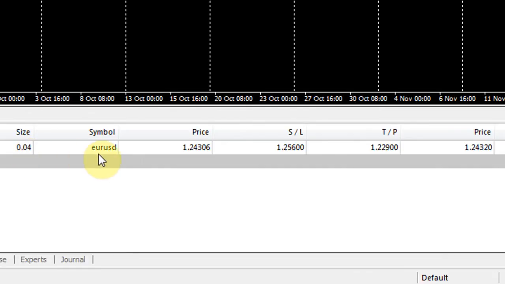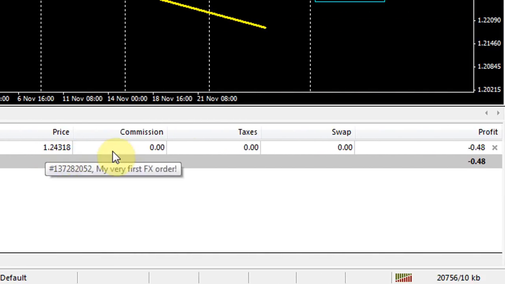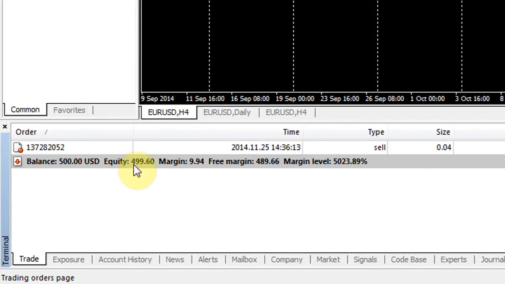Symbol is euro-dollar. The price is that, the price at which the order was open. Stop loss, take profit as specified. This price is the current price, commission, taxes, and swap. And our current profit's a bit negative. That's because of the spread. Here you've got information, equity, margin, free margin, and balance.